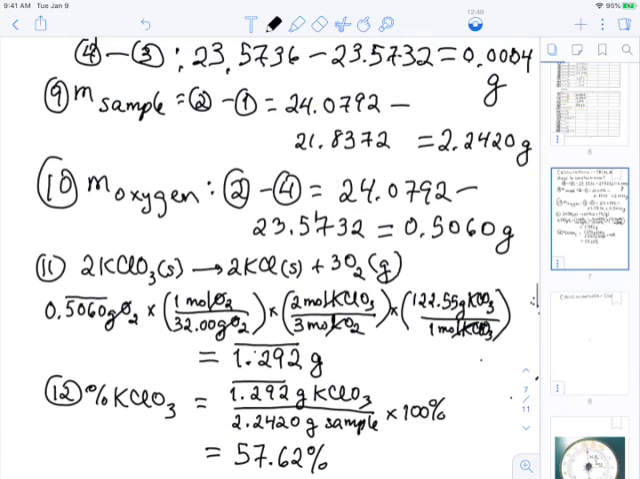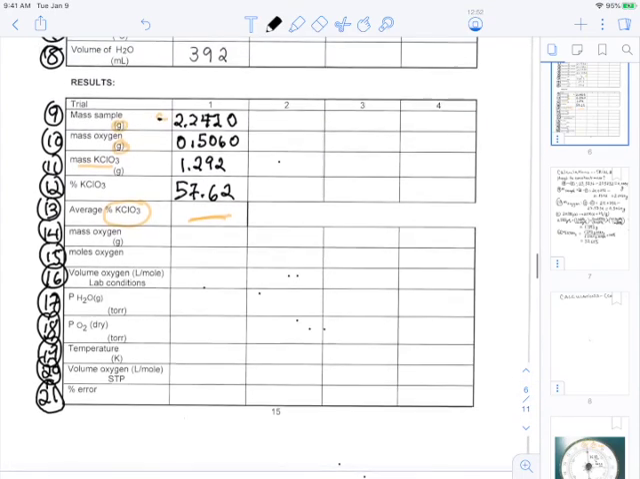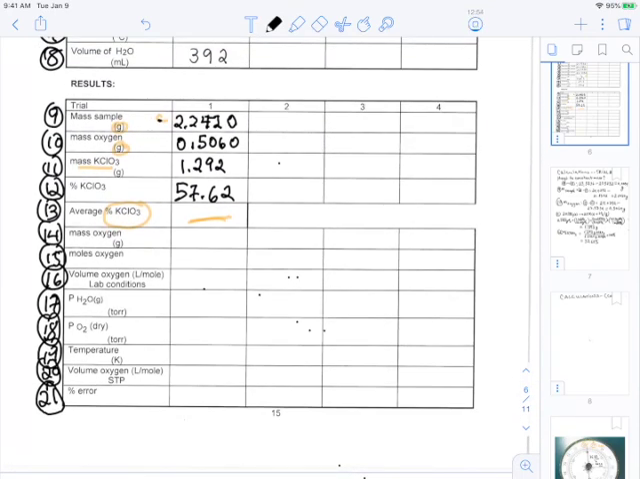So I'm going to start here with this item, which was the mass of oxygen. And number 14, we already have that. We had already calculated that, so I'm just going to write in here what we calculated earlier in item number 10. This would be 0.5060. Kind of a choppy approach here. Sorry guys, I'm new at this, so please forgive me.